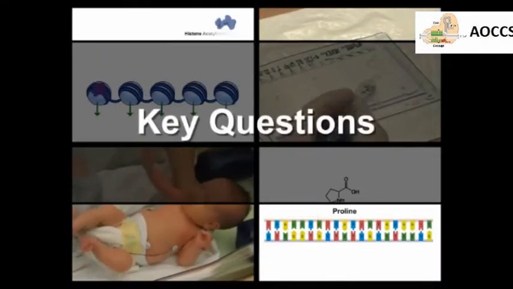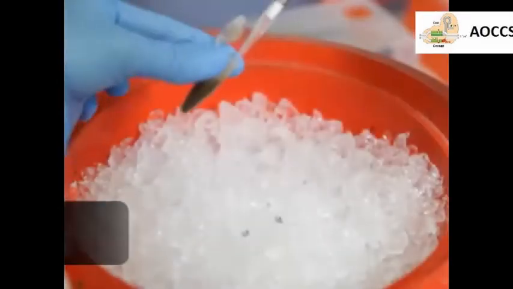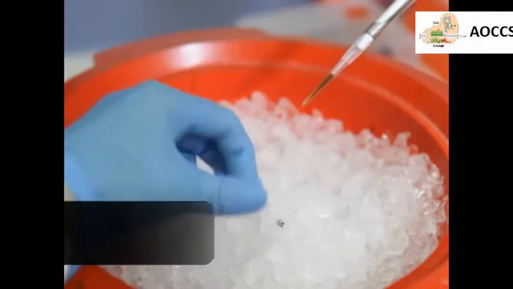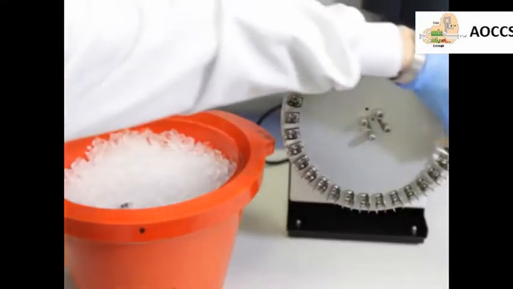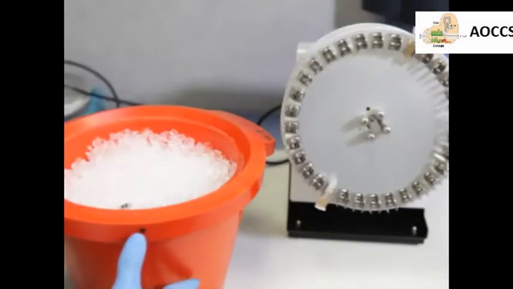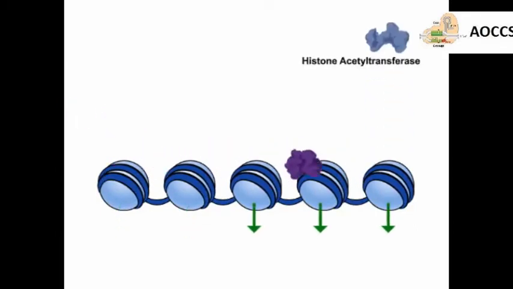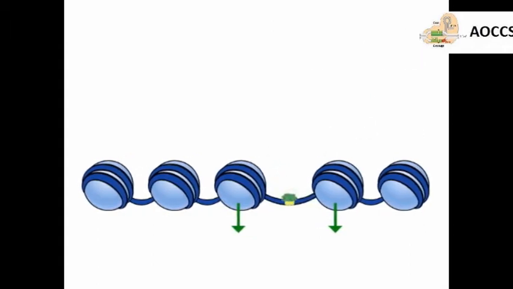Now, let's turn to some questions being asked by epigeneticists. At the most basic level, scientists are still actively studying the mechanisms by which epigenetic marks, such as histone modifications and DNA methylation, are created, removed, and interpreted. Researchers continue to characterize the enzymes that carry out these functions, as well as how the marks interact with the transcription machinery to activate or repress gene expression.